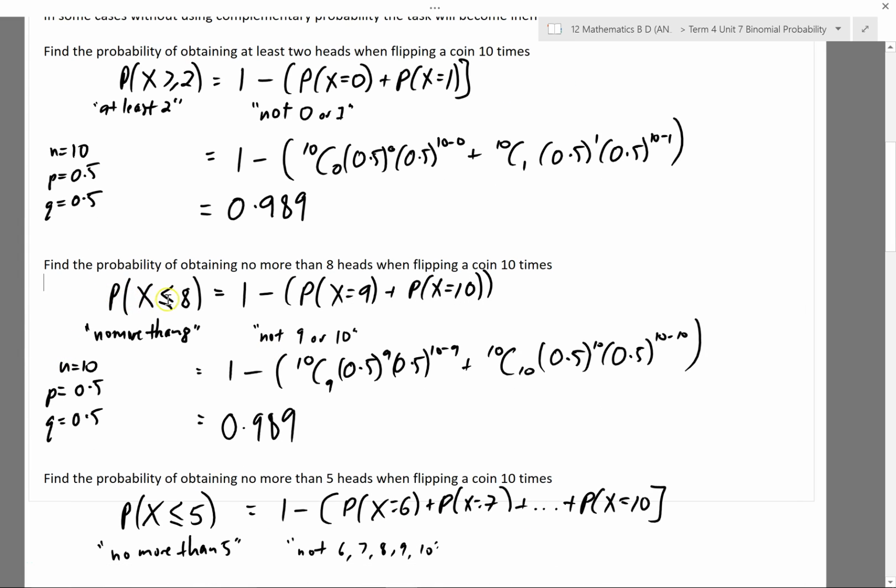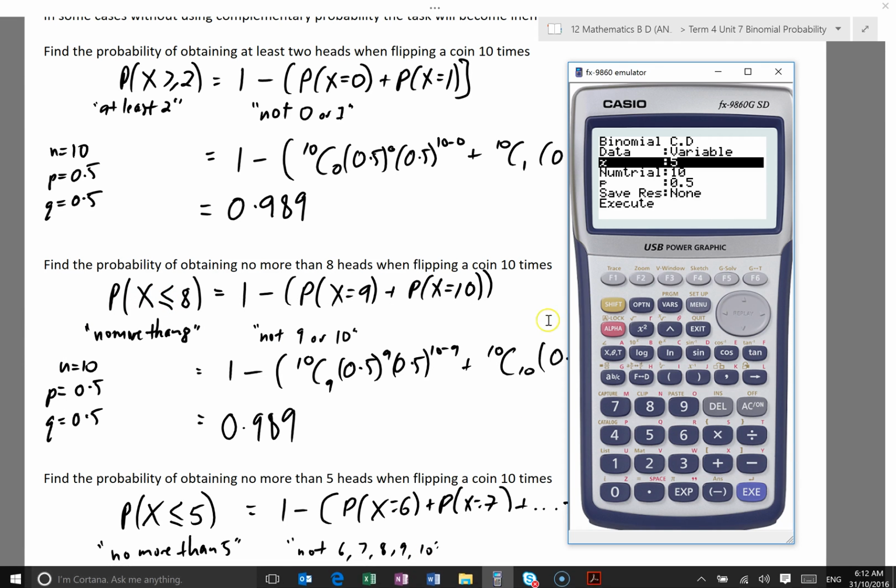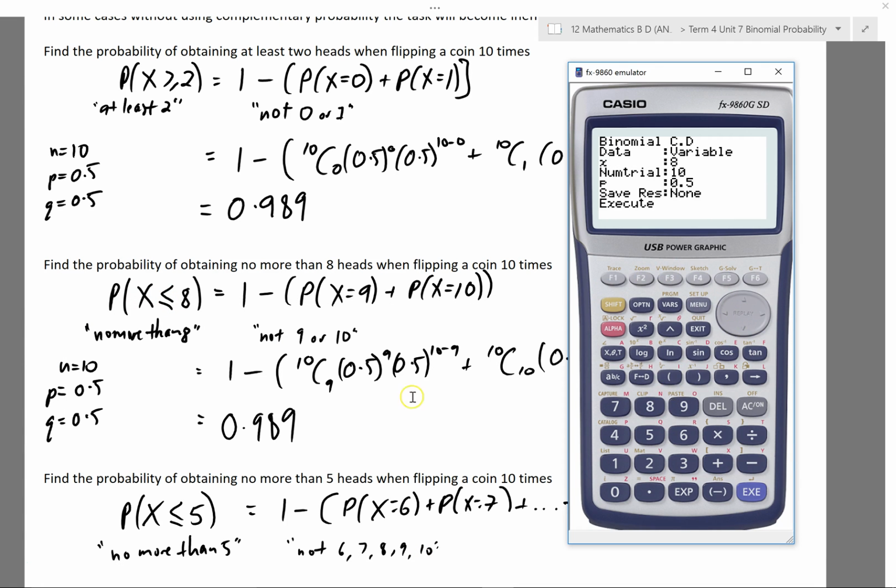Let's just see if we can verify one of these other examples. So for example, probability that x is less than or equal to 8. I should be able to put an 8 in here because it's less than or equal to 8. And hopefully, when I execute, I'll get 0.989. Phew, that was close. Okay, so that's the whole idea. I can't just put a 2 in here, like for this first example. Okay, that'll be no good.